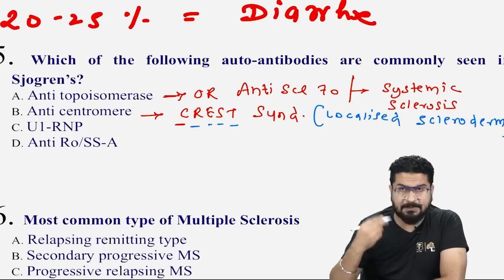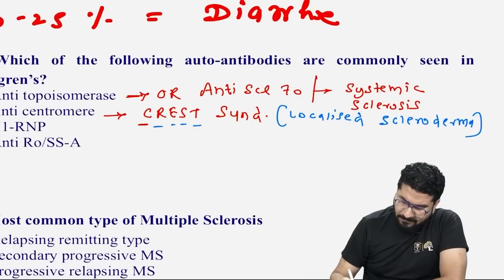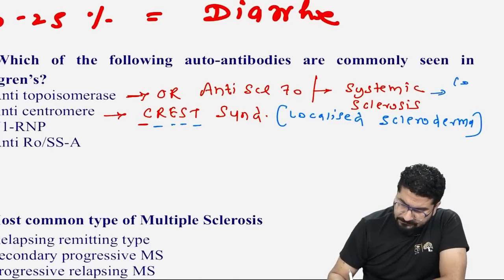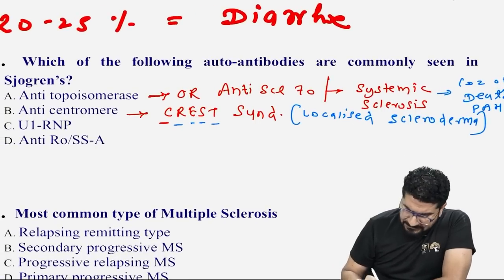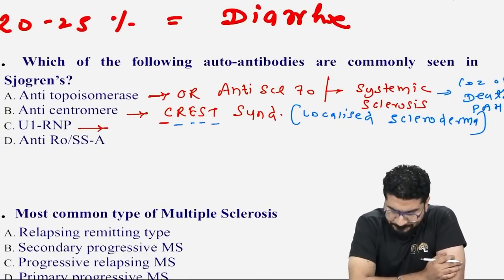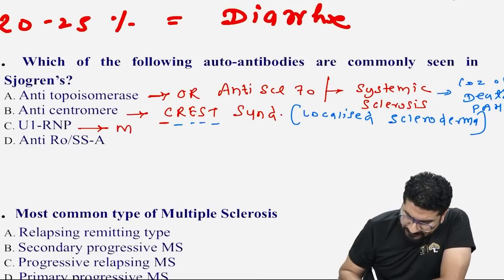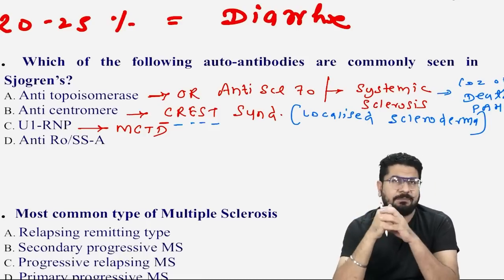In the systemic form you will see more visceral organ involvement, and remember the cause of death here will be pulmonary fibrosis, which is causing PH. PH means pulmonary artery hypertension. Anti-U1 RNP is anti-U1 ribonucleoprotein. This is seen in a condition called MCTD, mixed connective tissue disorder, where the patient will have two or more autoimmune diseases in a single person.